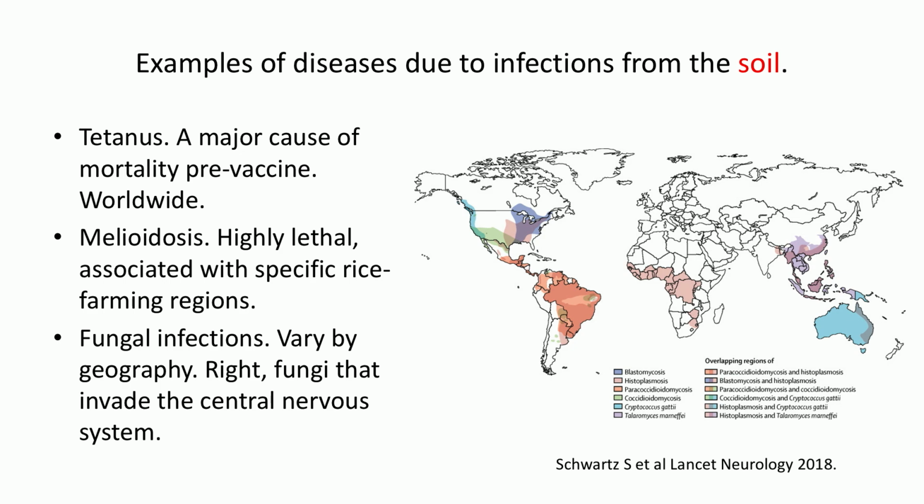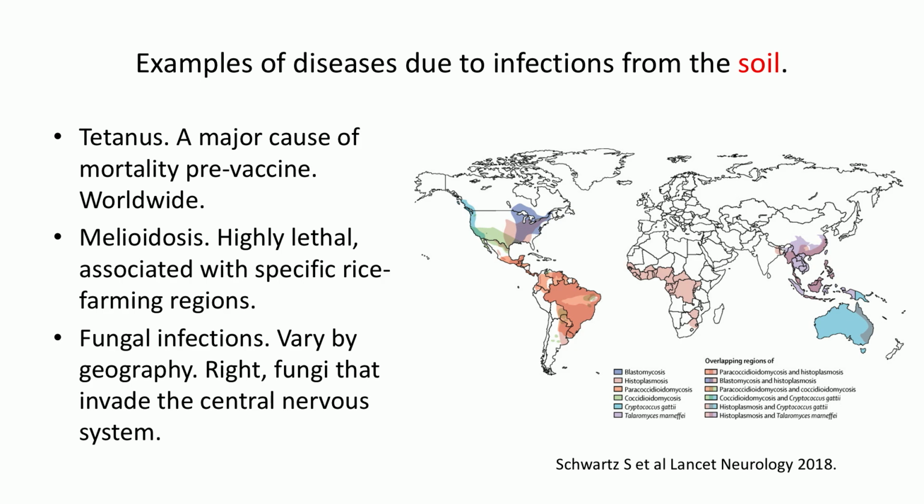Then there are diseases which are acquired from the soil. It might be contaminated soil, so a very important example of that until recently was tetanus, a major cause of mortality pre-vaccination worldwide. But then there are some diseases that occur in very specific areas. For example, there's a highly lethal bacterial disease called melioidosis, and this is only caught in very specific rice cultivating areas, mainly in Southeast Asia.